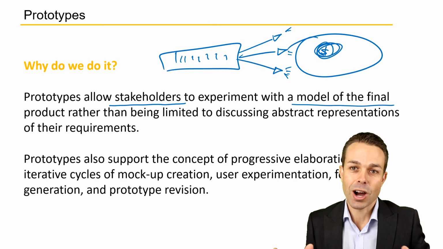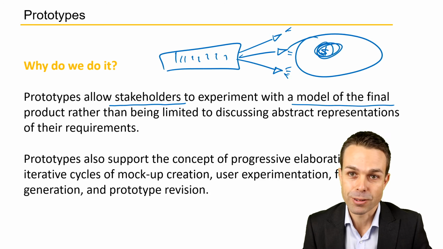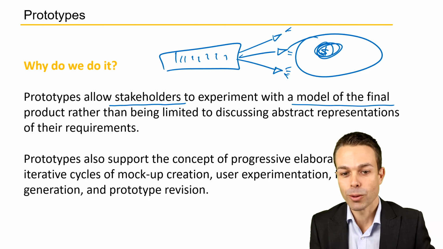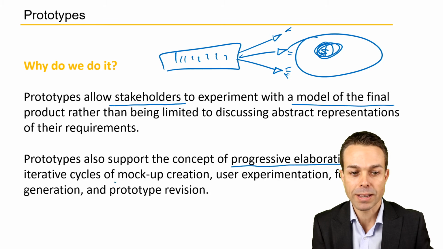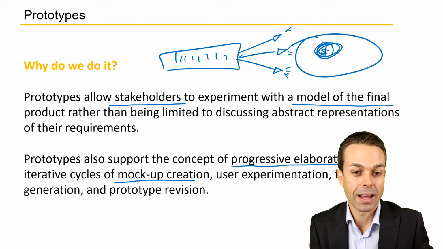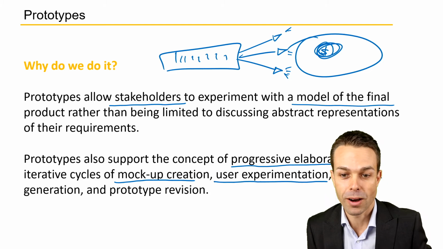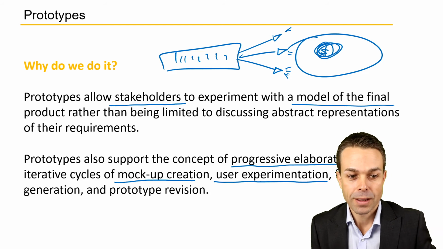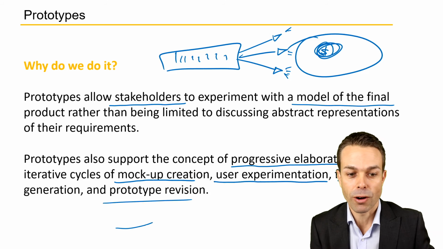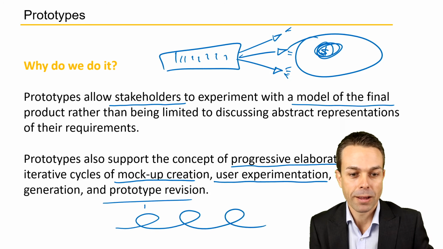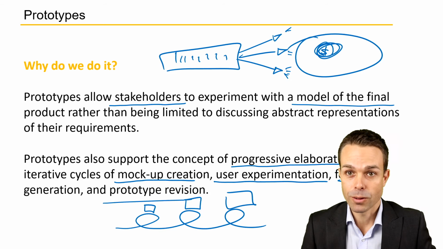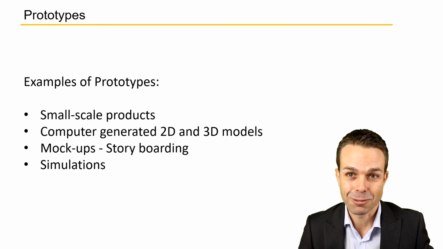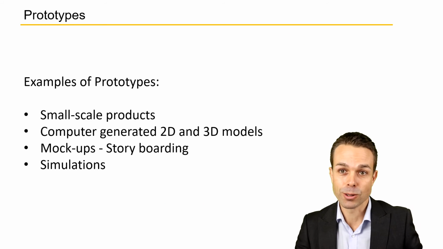So in an agile or an iterative environment, prototypes also support that concept of progressive elaboration. We're mocking up the item, we're allowing our users to experiment with the item, and then we're getting that feedback, and ultimately that helps us refine the prototype. So we're putting that feedback back into the prototype, instead of spending all that money on revising the final product itself.